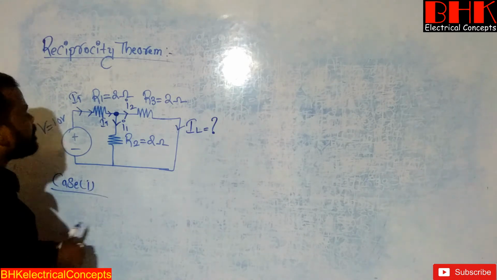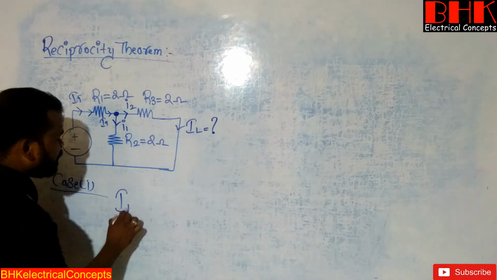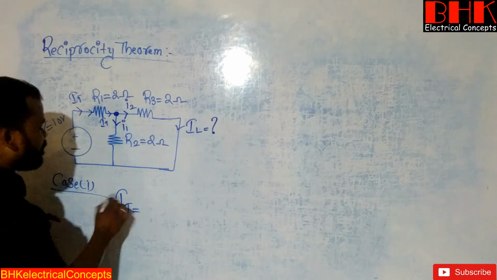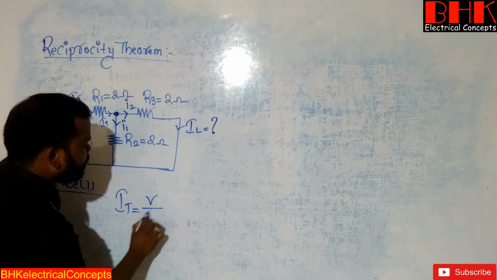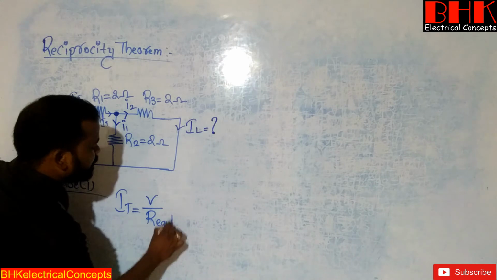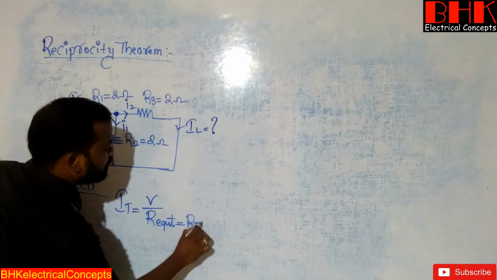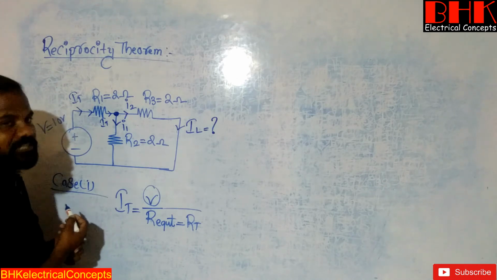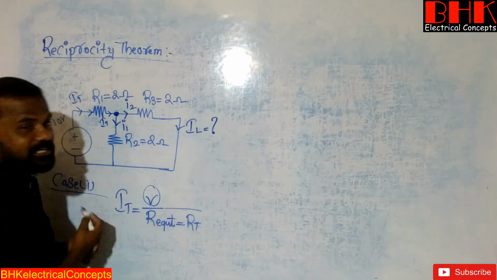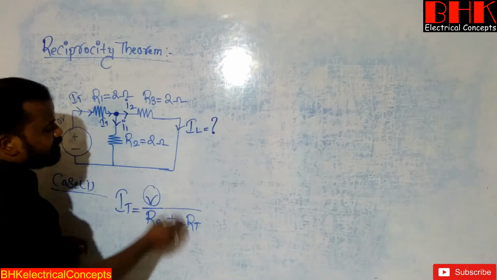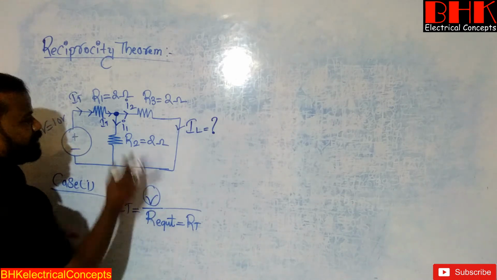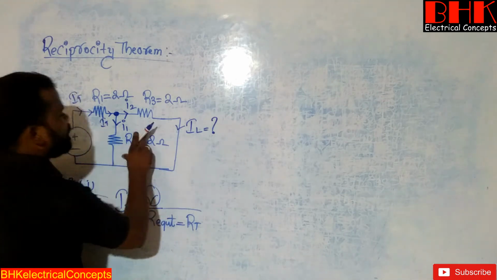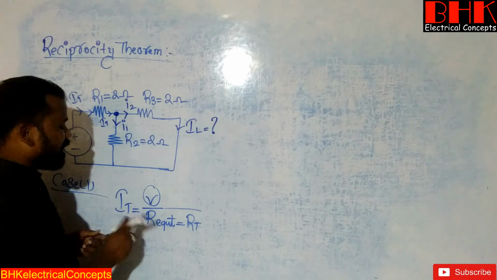Yes, now see here. If I want to get the total current, it is applied voltage divided by equivalent resistance, or we can also call it total resistance. Clear? We know the applied voltage is 10 volts, but we don't know the value of total resistance. How to find the total resistance? Yes, by using series and parallel combinations of resistances, we can find the total resistance.